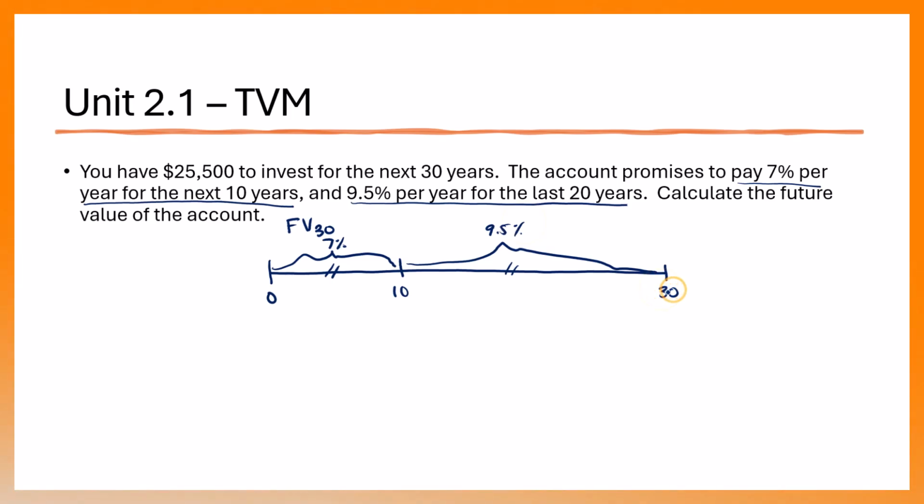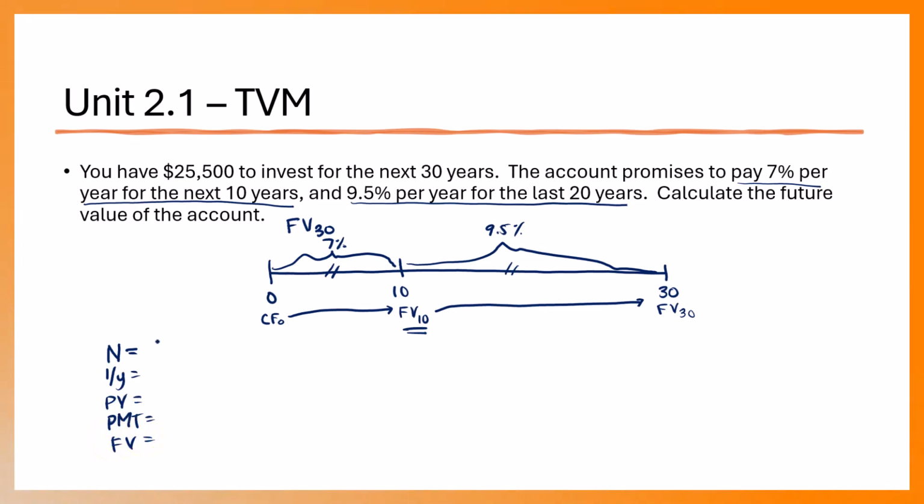In order for us to solve this problem, the first thing we need to do is take this time 0 cash flow and find the future value of it at the end of year 10 using a 7% discount rate. Once we have FV10, we can then send this cash flow forward to time 30 to find the answer to this question. We're going to set up our time value of money parameters. We're going to solve for that future value exactly 10 periods from now at a 7% compounded rate.